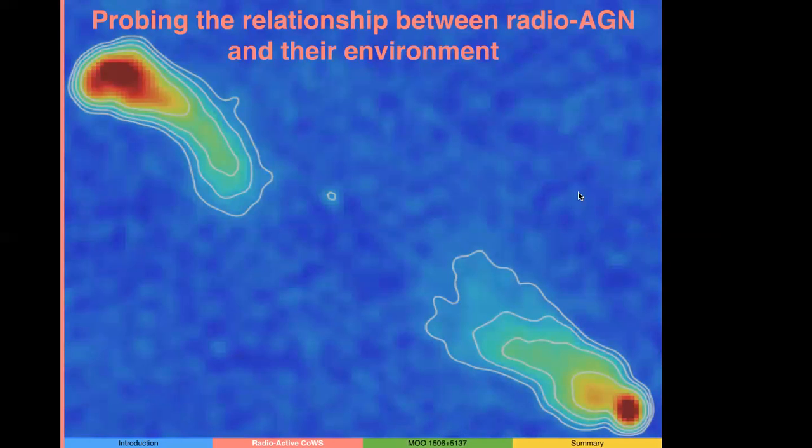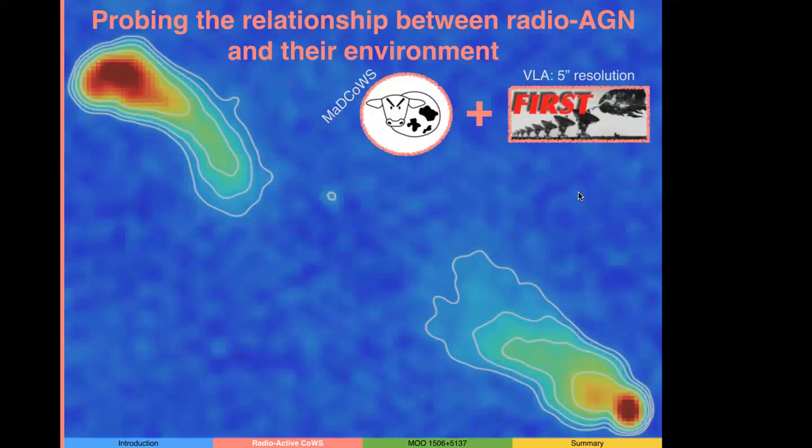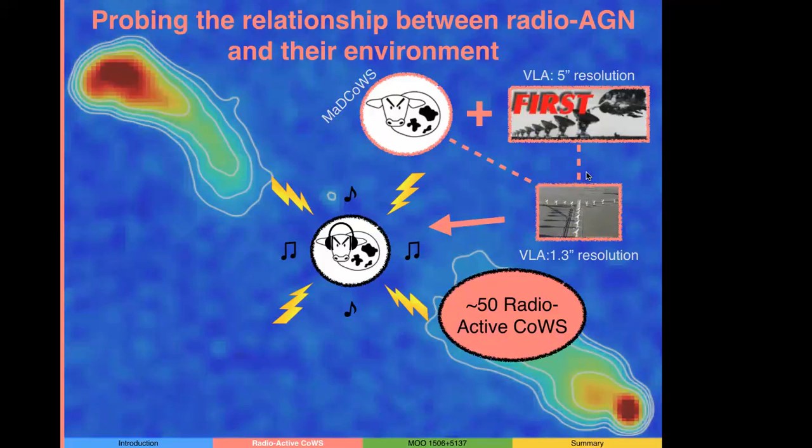So a few studies that I have carried out are a couple of different projects investigating the relationship between particularly radio AGN and this cluster environment. We identified a sample of about 50 MaDCoWS clusters that had radio sources within the center of the galaxy cluster. And then we followed those up with VLA, and that's how we produced these Radioactive COWS, these radio observations of active galaxies in MaDCoWS clusters.